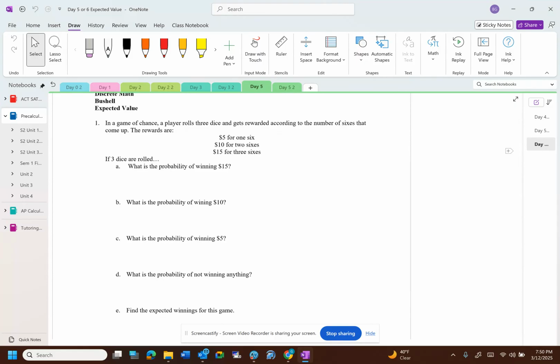So here's an example. In a game of chance, a player rolls 3 dice and gets rewarded according to the number of 6s that come up. The rewards are $5 for 1 six, $10 for 2 sixes, $15 for 3 sixes. The 3 dice are rolled. What's the probability of winning $15? You should be able to calculate these probabilities. That's binomial, so go ahead and calculate that. I'll pause the video and go ahead and do that.